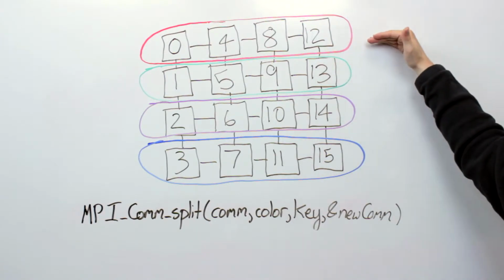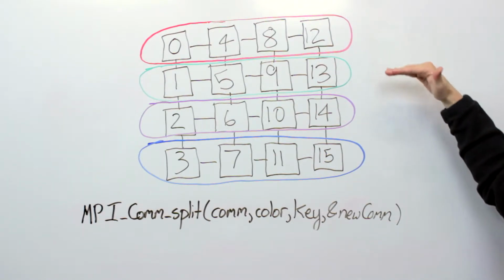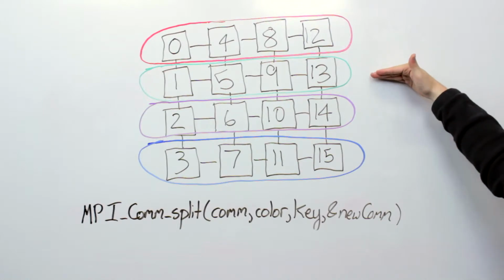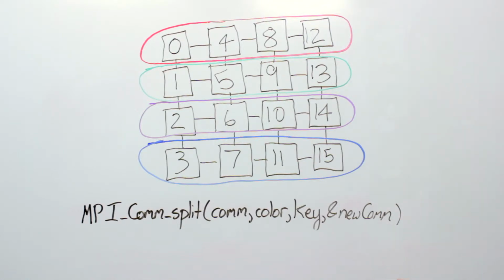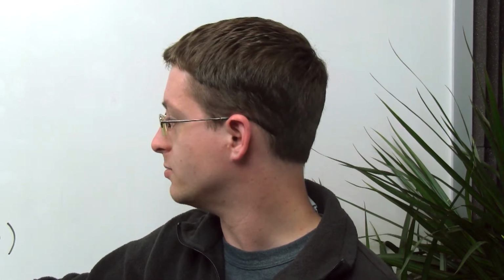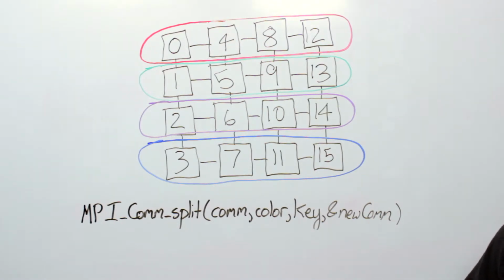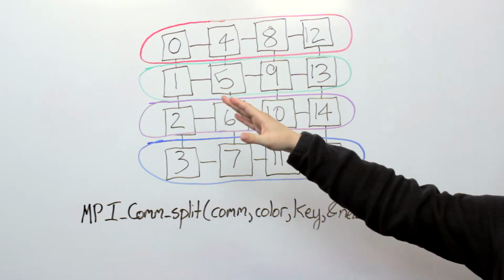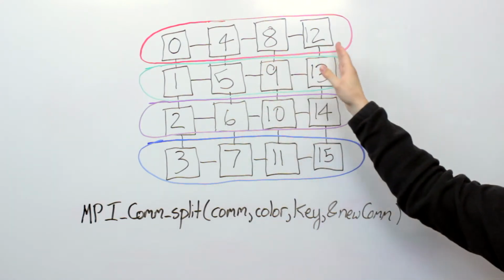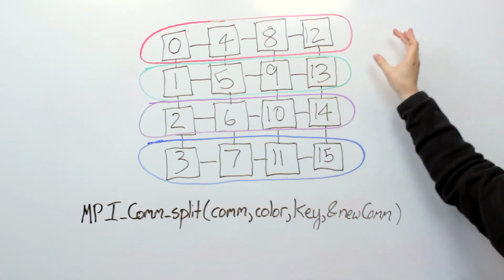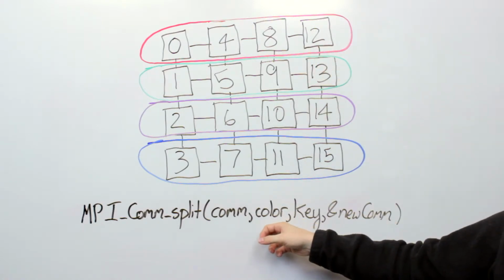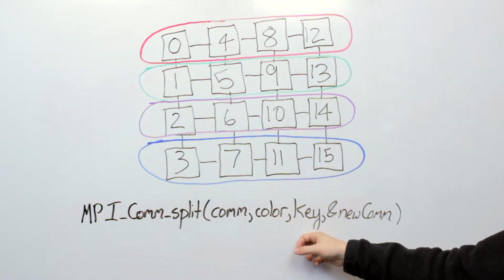So processes 0, 4, 8, and 12 would each choose the color 0. Processes 1, 5, 9, and 13 would choose the color 1, etc. Okay, so after we've grouped processes together by their colors, we then have to choose what their rank is within that subcommunicator. So if we organize processes 0, 4, 8, and 12 into a row communicator, it would be natural to have process 0 be rank 0 and process 4 be rank 1, etc. So what we want to do in this case to construct row communicators is to choose the color equal to the row index and then the key equal to the column index.